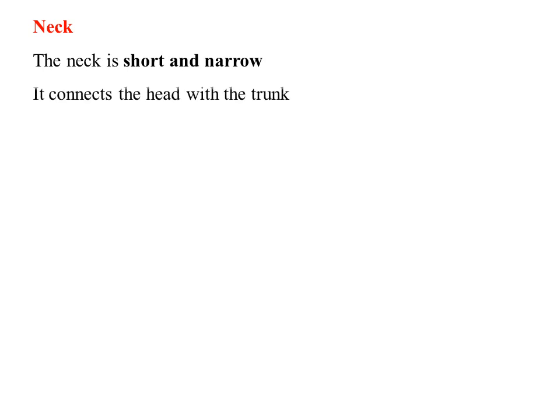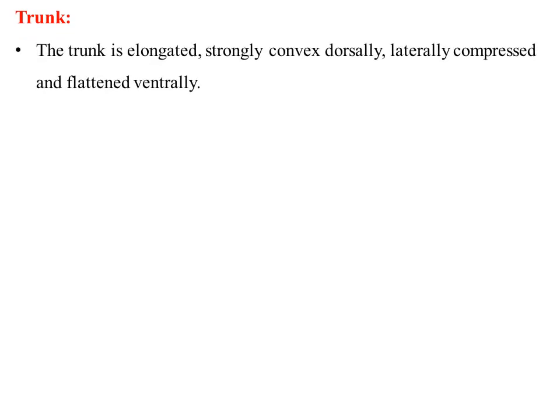The neck of Calotes versicolor is very short and narrow. The main function of the neck is to connect the head with the trunk region. Next, trunk. The trunk is an elongated region of the Calotes. It is strongly convex on the dorsal side, and it is laterally compressed, but it is flattened ventrally.